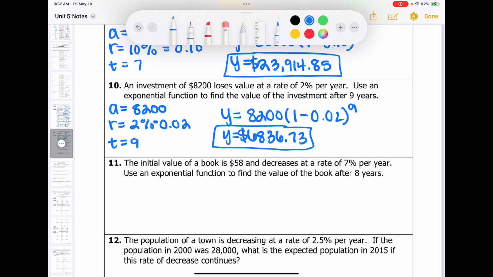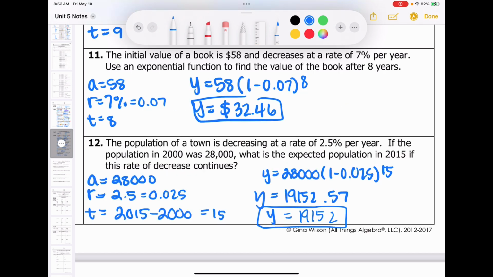All right, I want you to pause the video and do 11 and 12 by yourself, and then come back and check your work. All right, so there's the answers to 11 and 12. Make sure you check your work, and that completes the notes for exponential growth and decay functions.